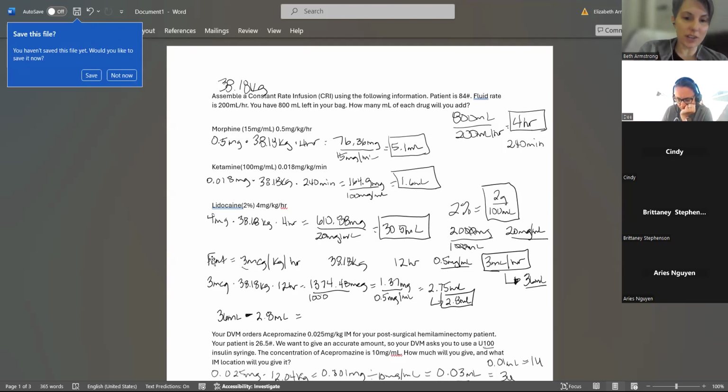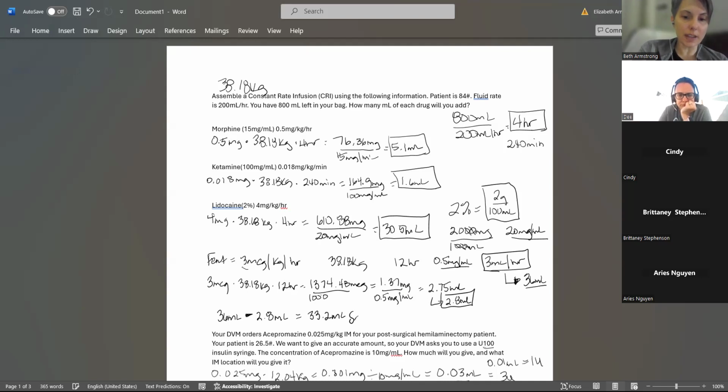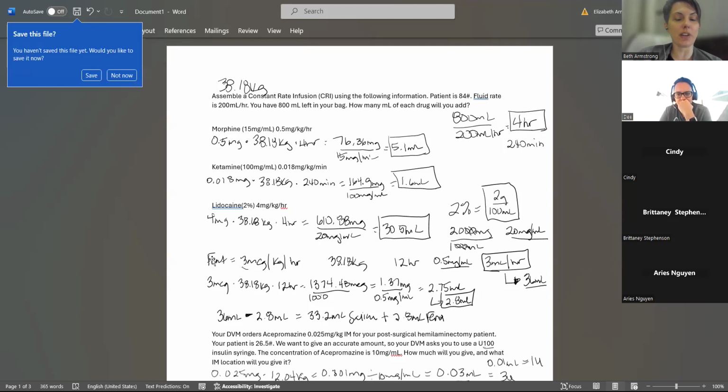33.2 mLs of saline, and then that 2.8 mLs of fen. Now you can run that at 3 mLs an hour, and that equals your 3 micrograms per kilogram per hour. Then your doctor's like, oh, he's really painful.